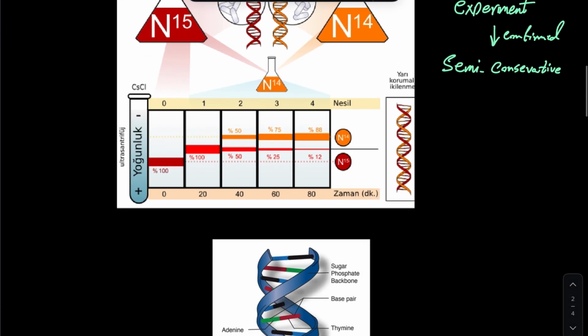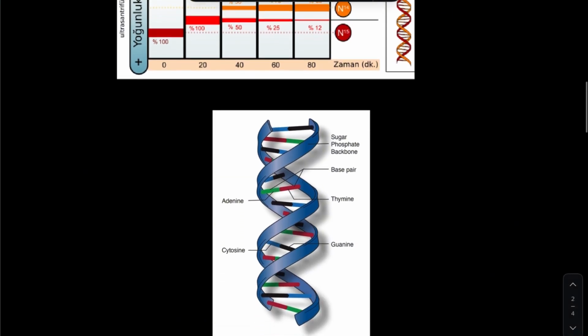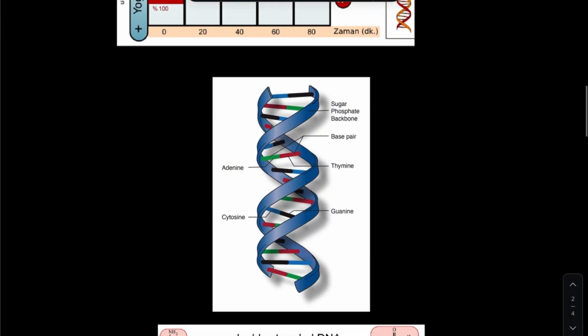Now that we understand what replication is, let's review the structure of DNA itself. Understanding DNA structure makes replication much easier to understand. DNA has the shape of a twisted ladder known as a double helix.